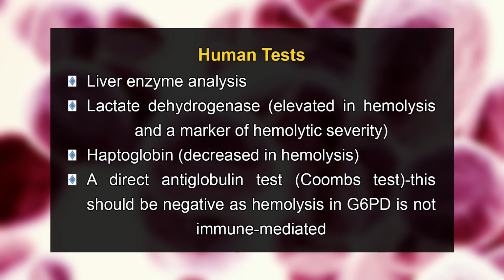Heinz bodies can be seen in red blood cells on a blood film. Liver enzyme analysis can also be done. Lactate dehydrogenase, which is elevated in hemolysis and is a marker of hemolytic severity, is also checked. Haptoglobin, which is decreased in hemolysis, and a direct antiglobulin test, that is the Coombs test, are also done. This should be negative as hemolysis in glucose 6-phosphate dehydrogenase deficiency is not immune mediated.